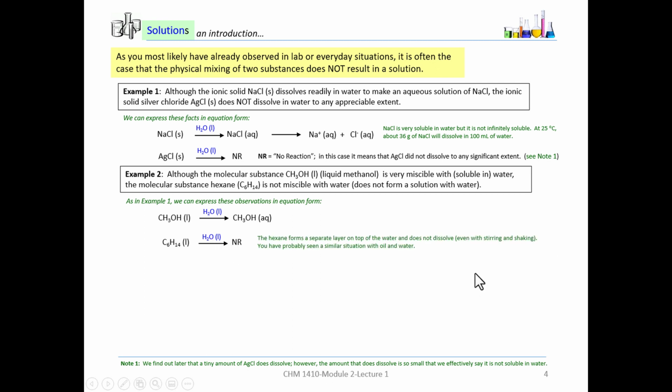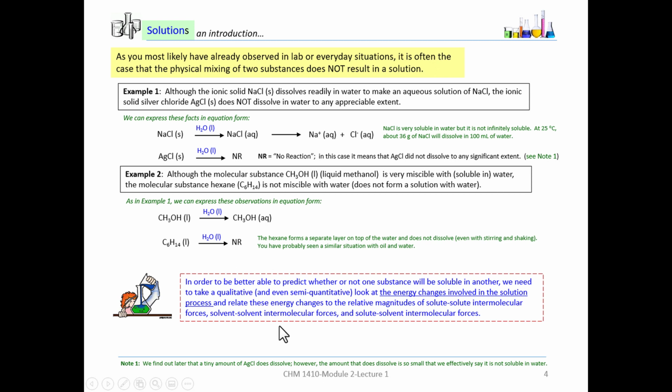In fact, the hexane, which is less dense than water, will separate out, and if you mix them together, it looks like they're trying to dissolve, but the hexane will just separate itself out from the water and float on top of the water. Even if you stir it and shake it, you've probably seen a similar situation with oil and water.